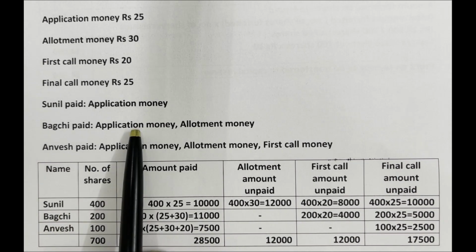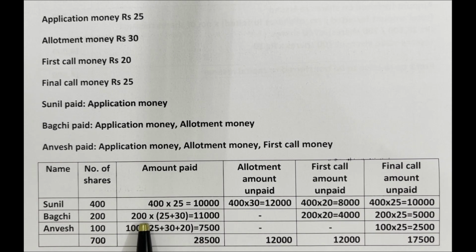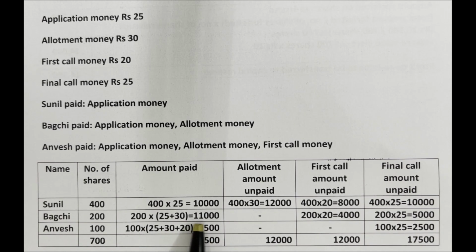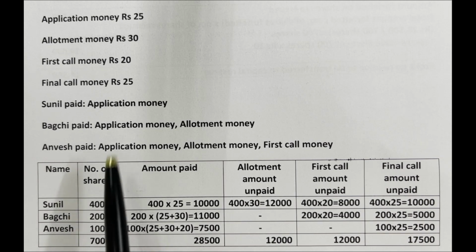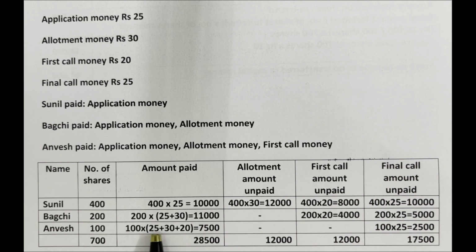Bakshi, he paid application money and allotment money. So application money on 200 shares at the rate of 25 rupees each he paid. Allotment money on 200 shares at the rate of 30 rupees he paid. So finally how much amount came from him? 11,000 rupees. Anvesh paid application money, allotment money, first call money. So 25 rupee application money, 30 rupees allotment money, 20 rupee first call money he paid on 100 shares. 7,500 he paid. So total amount received on these 700 forfeited shares is 28,500.